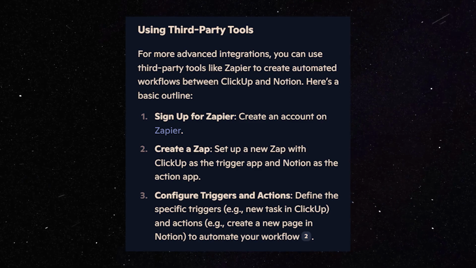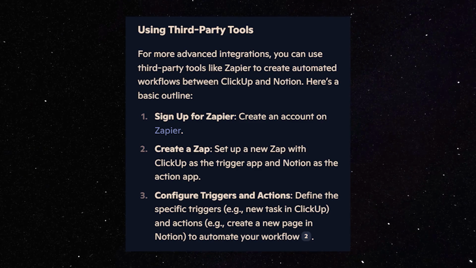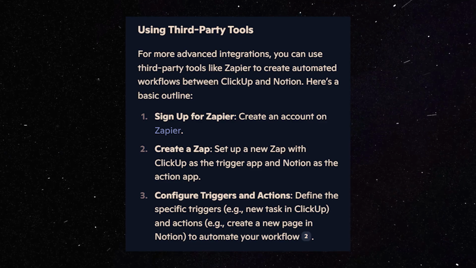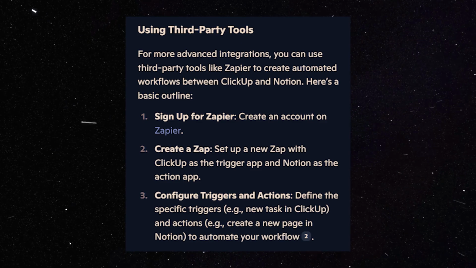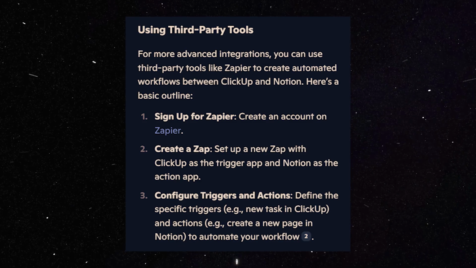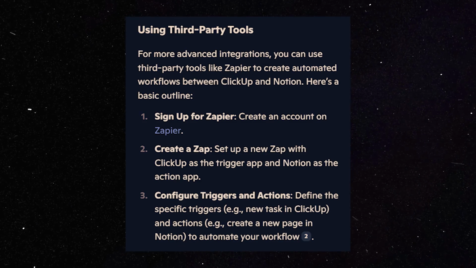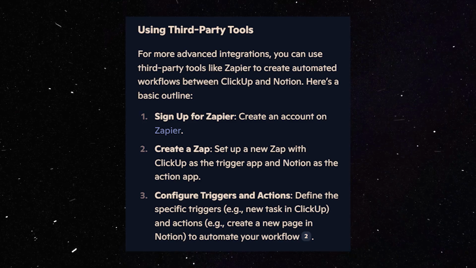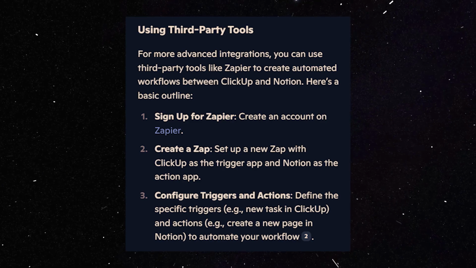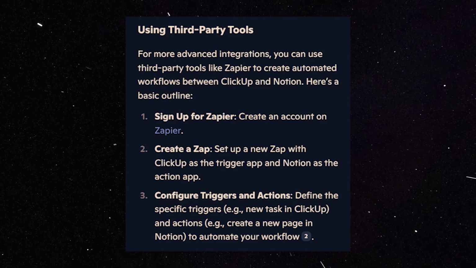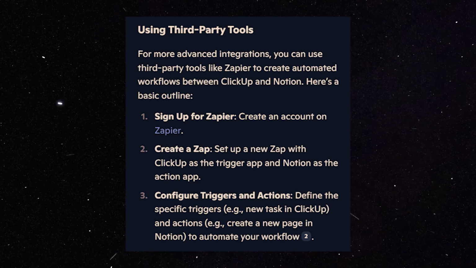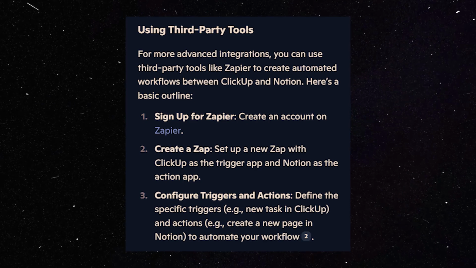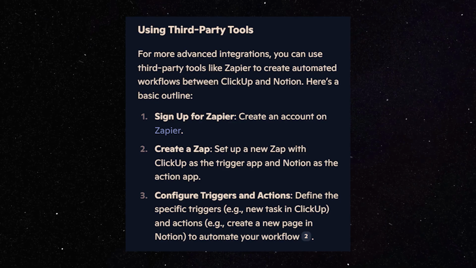Using third-party tools. For more advanced integrations, you can use third-party tools like Zapier to create automated workflows between Clickup and Notion. Here's a basic outline. Step 1. Sign up for Zapier. Create an account on Zapier. Step 2. Create a Zap. Select a new Zap with Clickup as the trigger app and Notion as the action app.